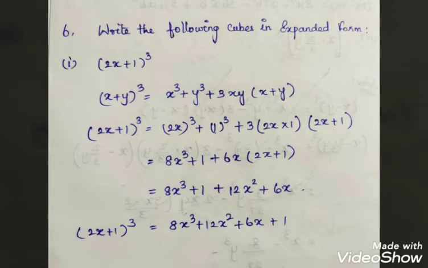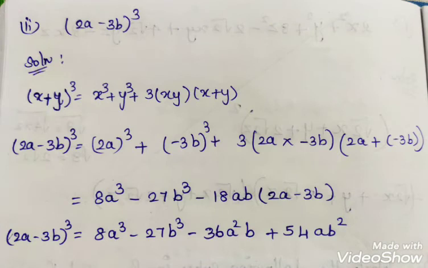Here what is your x? 2x. What is your y? 1. So 2x the whole cube plus 1 cube plus 3 into 2x into 1 into 2x plus 1. 8x cube plus 1 plus 3 into 2, 6x, and 2x plus 1. 8x cube plus 1 plus 12x square plus 6x. Then finally we got the answer. Simply we substitute the values of x and y in that identity. The only thing is, you have to know the expansion of that identity. Next, 2a minus 3b the whole cube.